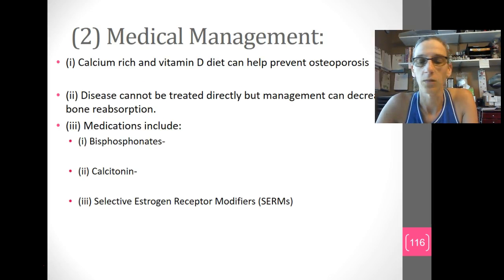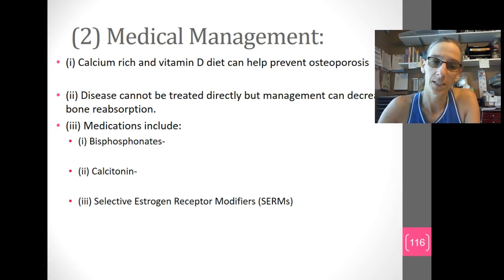Now, medical management: a calcium-rich and vitamin D diet can help prevent osteoporosis. So oral calcium with vitamin D supplements is better absorbed than calcium without. Taking oral calcium with meals to increase absorption and decrease gastric upset is really important as well. The disease cannot be treated directly, but management can decrease bone resorption. So there's no treatment per se, but there is some management.